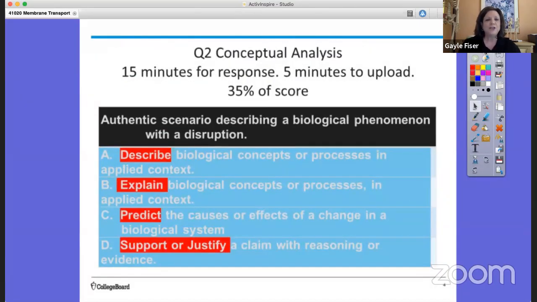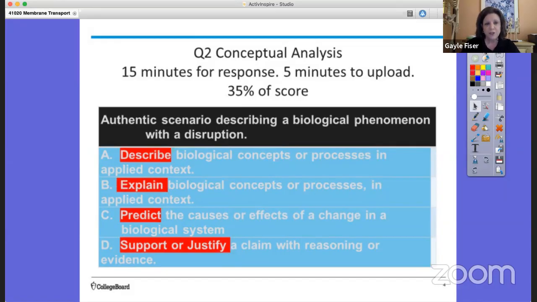All right, question 2, conceptual analysis. That will be 15 minutes for your response, 5 minutes to upload. I've been having my students do a lot of uploading documents to send to my email and on my website and things like that. So the routine is getting established.